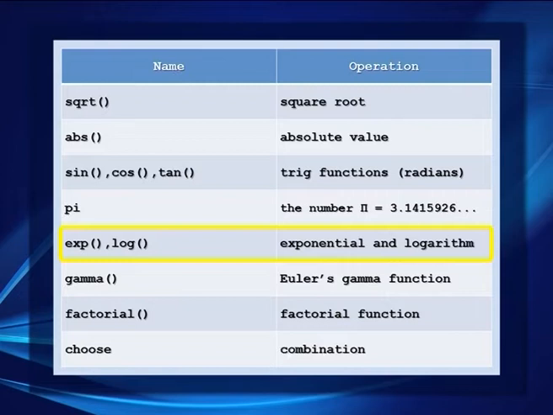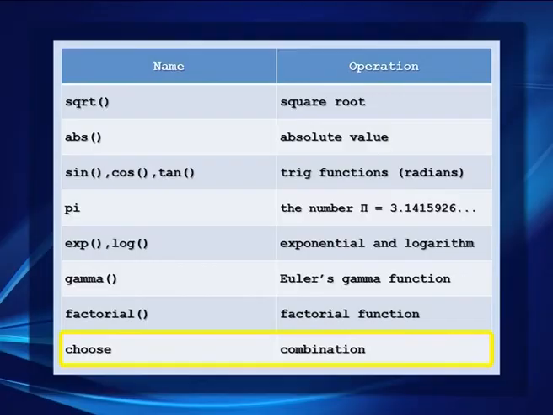EXP and LOG indicate exponential and logarithmic functions. Gamma indicates Euler's gamma function. Factorial indicates the factorial function, and choose indicates combination.